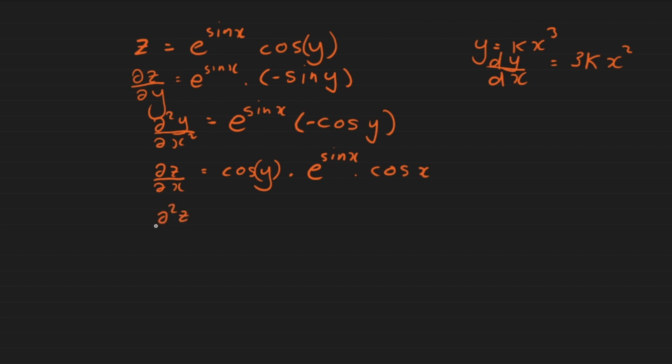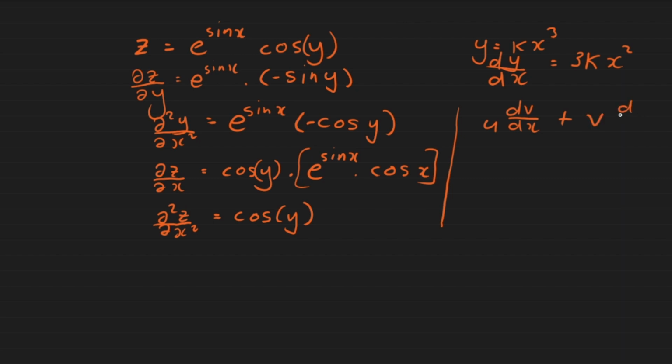Finding the second derivative, again, cos of y remains the same as it's a constant. We treat the other variables as constant. Now we need to find the derivative of e to the power sin x times cos x. So we can see that this is the product of two functions of x, so we need to use the product rule. So let's just remind ourselves what the product rule is. It's u times dv dx plus v times du dx.